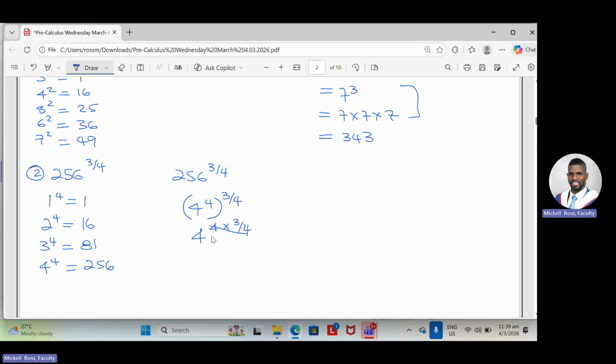So these 4s will cancel. So you're left now with 4 cubed. And 4 cubed is just going to be equal to 64. We have just evaluated that question.